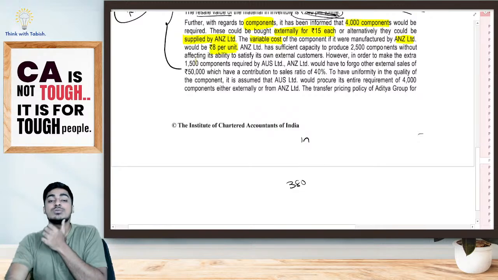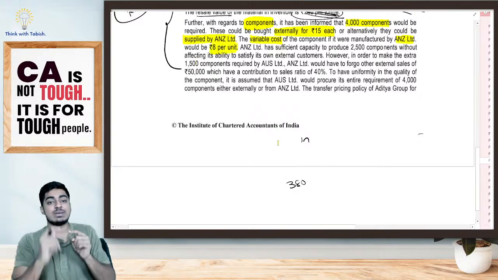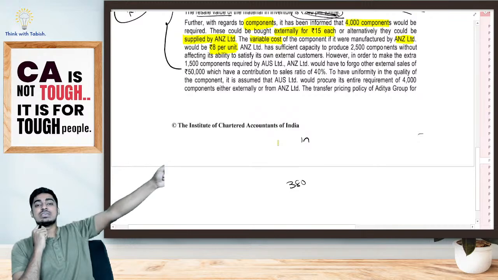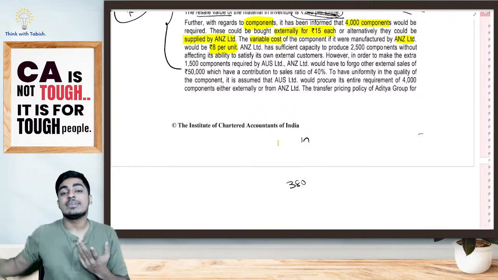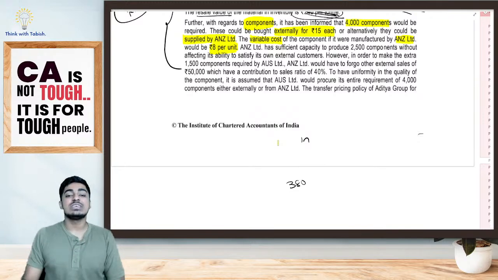Yes, the variable cost which ANZ is incurring is 8 rupees. If I buy it from outside, I have to pay 15 rupees. ANZ, I am getting it at 8 rupees. What would be the decision? I would have directly purchased from ANZ because I am saving 7 rupees.